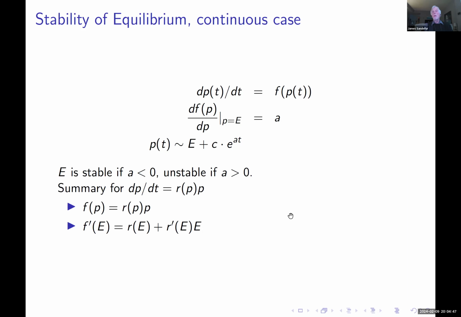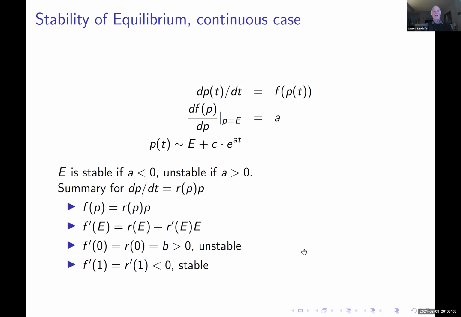So for the population model, here's our f of p. We take the derivative, we evaluate it at 0, and it's equal to b, which is the positive intrinsic growth rate. So 0 is always unstable. And if you evaluate it at 1, since r is decreasing, r prime of 1 is less than 0, so 1 will be stable.